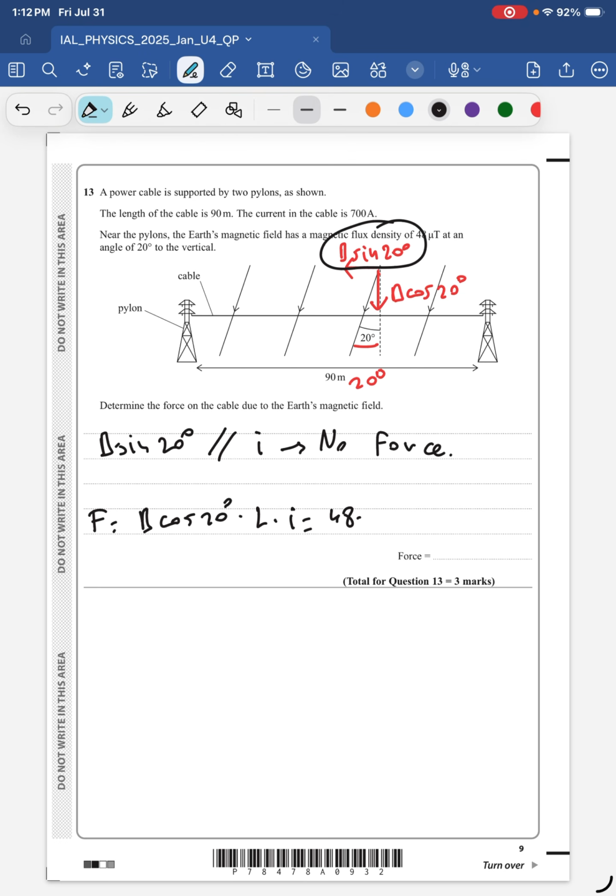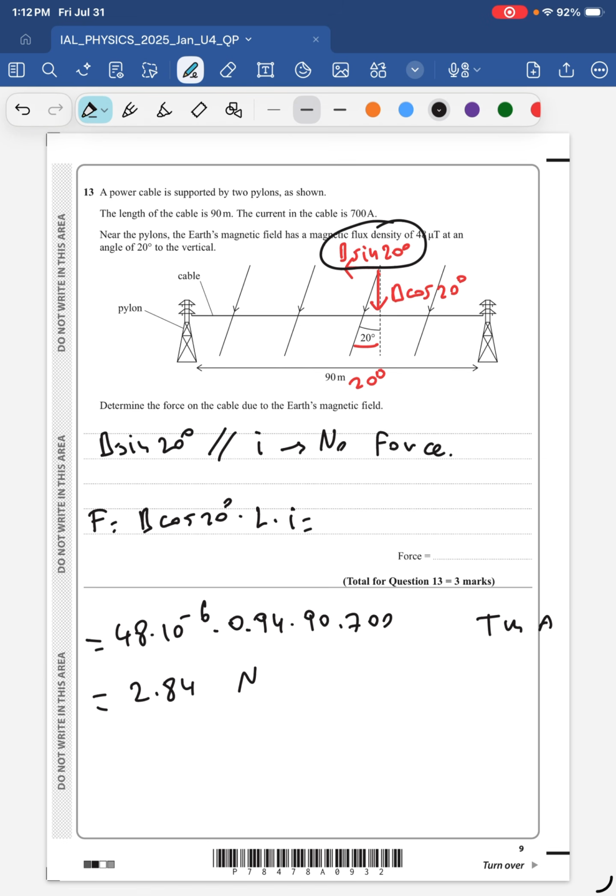So we have 48 times 10 to the negative 6 teslas times, I'm going to run out of space. Let me erase this, and come down here. So 48 times 10 to the negative 6 teslas times the cosine of 20, which is 0.94, times the length, which is 90 meters, times the current, which is 700 amps. That's a really strong current. Okay, so the answer ends up being 2.84 newtons.